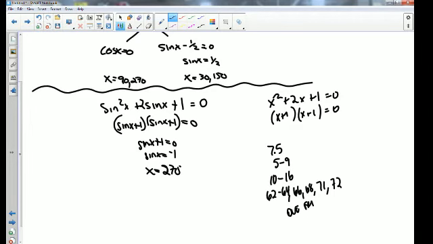Again, this is the meat of what we're doing this chapter. If you understand this, I'm a happy camper. If you can solve trig equations, this is the biggest skill you need to have moving on to next year.